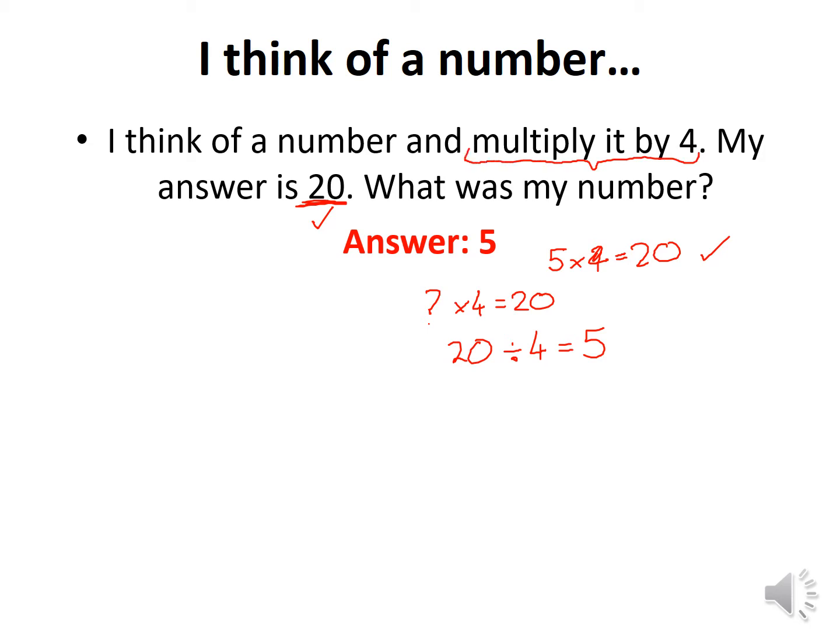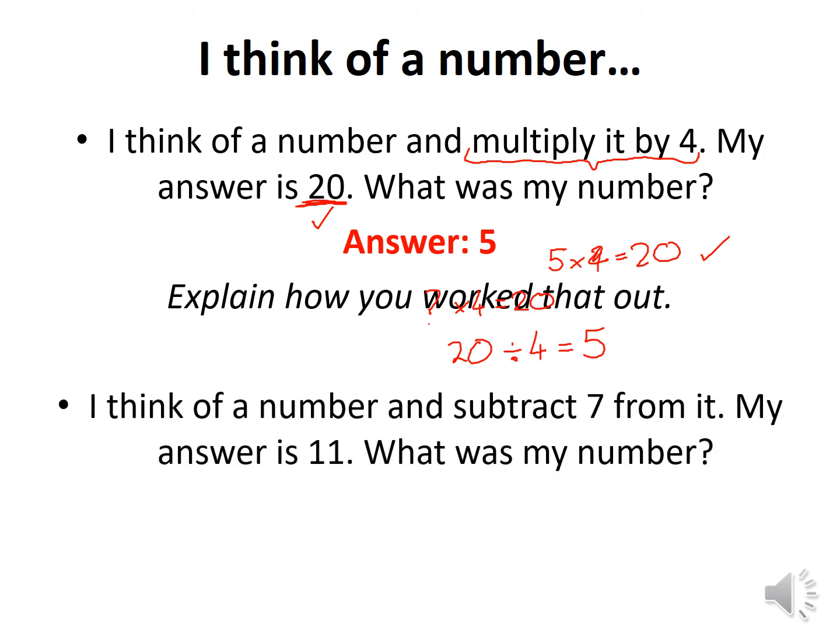There's one more of these, so have a think about this second one. I think of a number and subtract 7 from it. My answer is 11. What was my starting number? Think about what we did last time. Remember, when you're going backwards, we need to do the opposite.